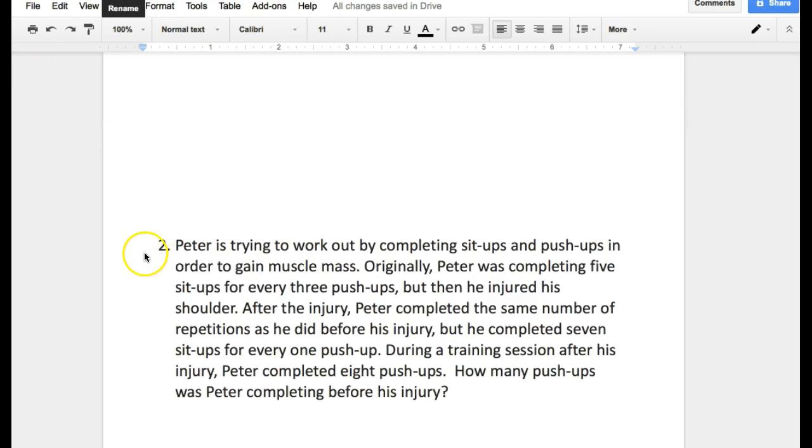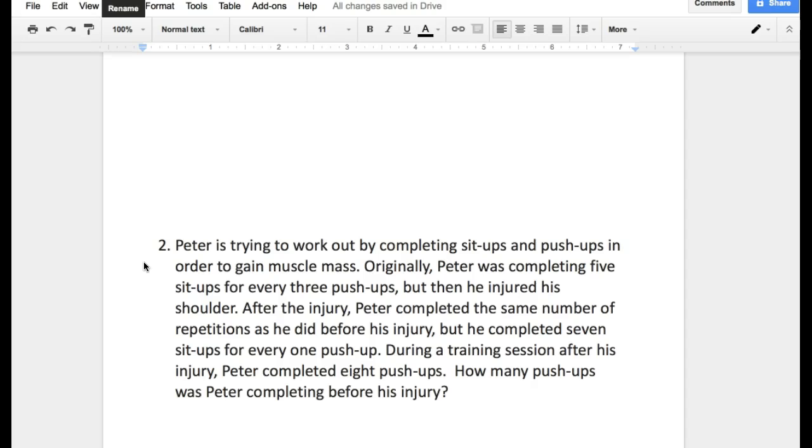Number 2 says, Peter is trying to work out by completing sit-ups and push-ups in order to gain muscle mass. Originally, Peter was completing 5 sit-ups for every 3 push-ups. Then he injured his shoulder. After the injury, Peter completed the same number of repetitions as he did before his injury, but he completed 7 sit-ups for every 1 push-up. During a training session after his injury, Peter completed 8 push-ups. How many push-ups was Peter completing before his injury?